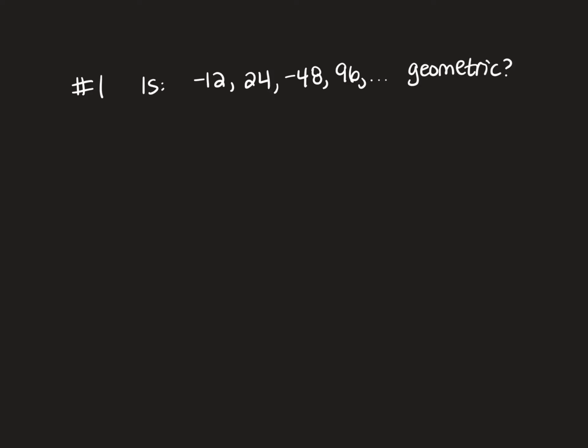One of the ways we suggested checking that was to take any term and divide it by the previous term. So if I take 24 and divide it by -12, I get -2. Now I can continue that process: pick the third term and divide it by the second term. So -48 divided by 24 is -2. Then take the last term we're given and divide it by the term in front of it. So 96 divided by 48 is -2.